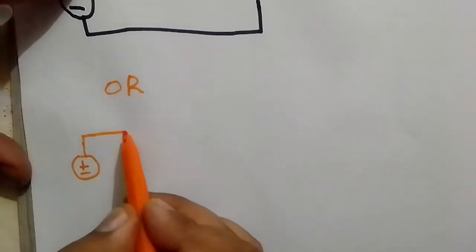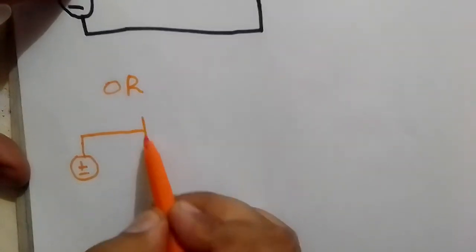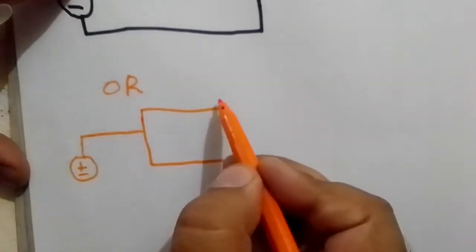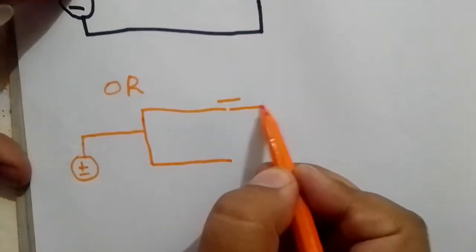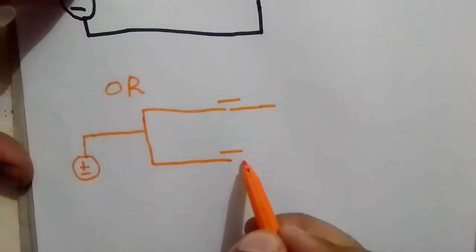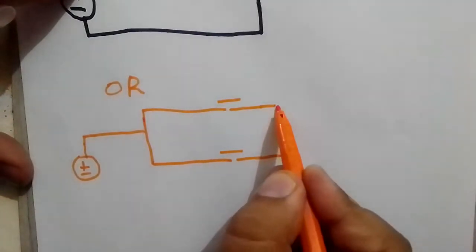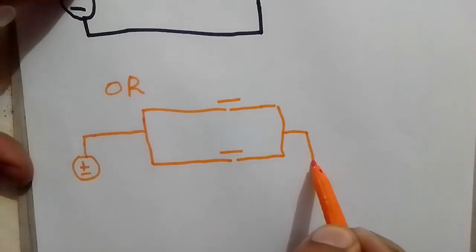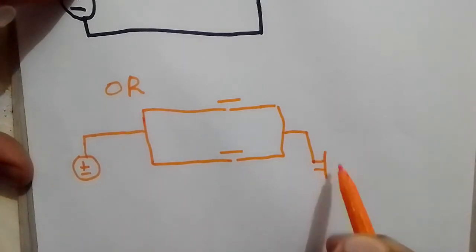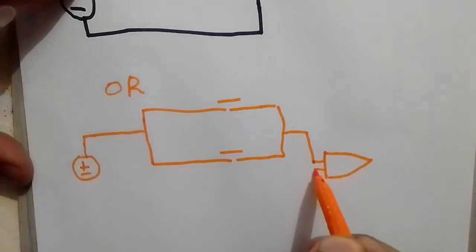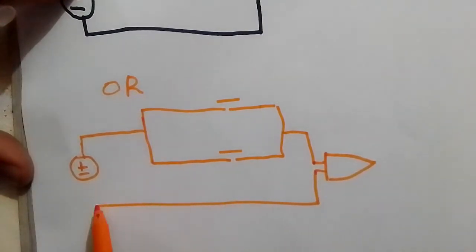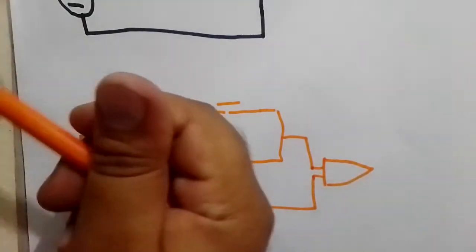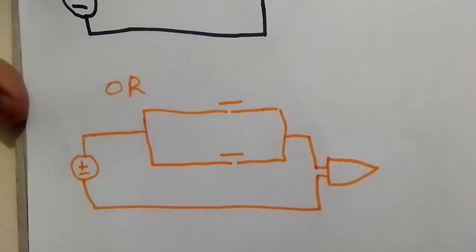So here is a power supply, and here is switch S1 and here is the switch S2. These two switches are connected in parallel. Here is the light bulb, and here the circuit completes in this manner. The circuit completes in this way.